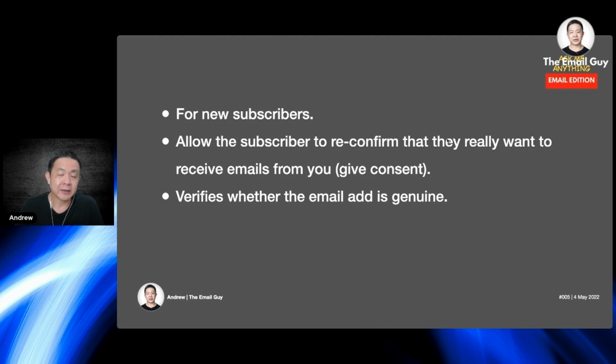And if they don't check the emails, then very likely the subsequent emails that you send, they probably won't open or engage with anyway. Right? So the double opt-in allows you to basically check whether the email is genuine and capture it at the front before you start sending the rest of the emails.